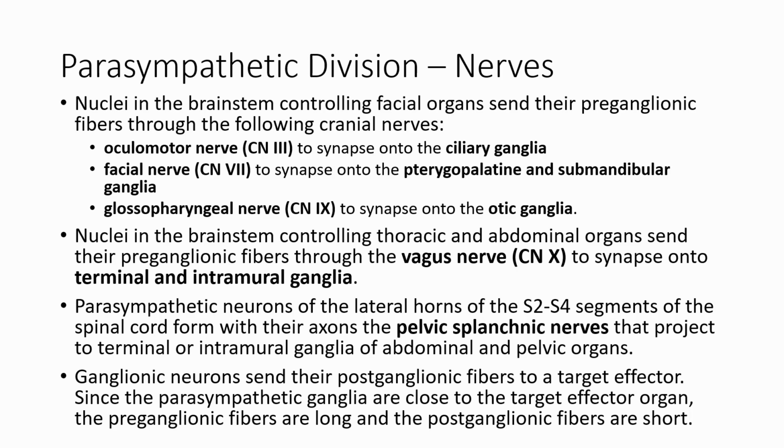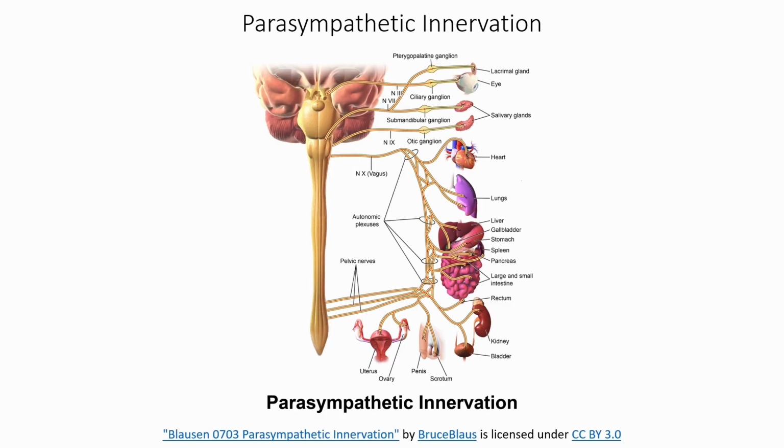So we see an opposite arrangement in the parasympathetic division compared to the sympathetic, where in the sympathetic we saw relatively short preganglionic neurons and then long postganglionic neurons. And over in the parasympathetic, preganglionic is long, postganglionic is short. So this one's not as crazy looking compared to the other one with the sympathetic innervation. So parasympathetic, not as crazy.